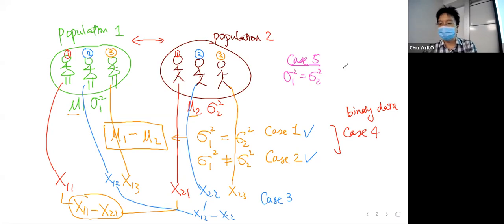Actually, this is something new. It requires the F distribution, which we will talk about at the very last. But that is comparing the variance. Probably you want to ask why we want to compare variance. There are many scenarios. If you compare variance, you can see whether you want to use case 1 or case 2. So that is the reason why you want to compare variance.